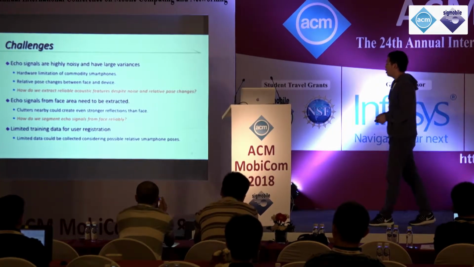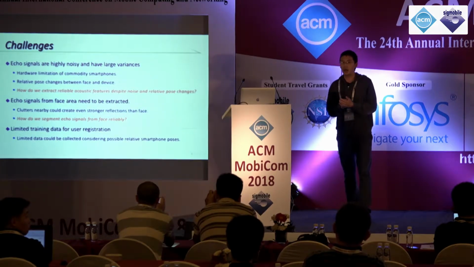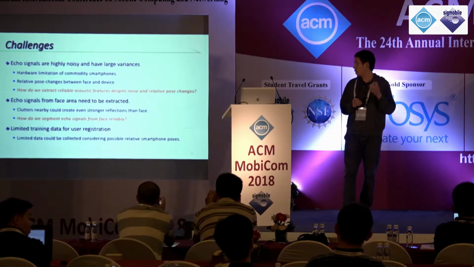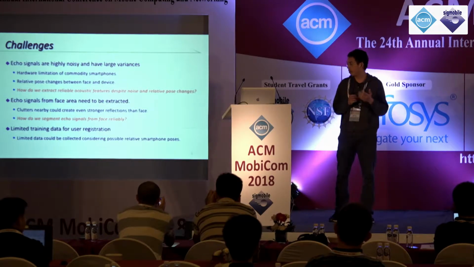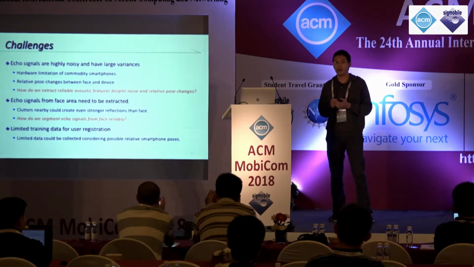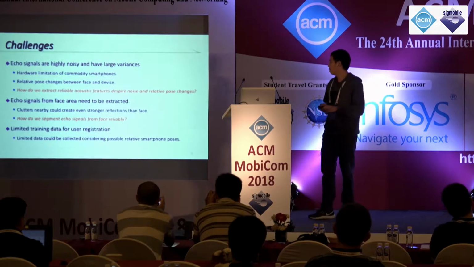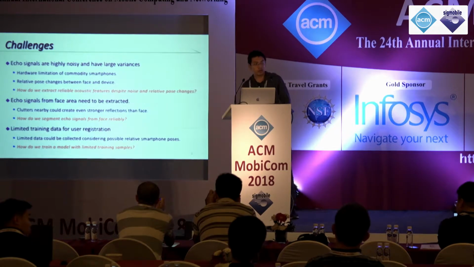And third, to train a model for a specific user, we need training data. However, if your hand movements have no constraint, or you move your phone randomly in front of your face, it's extremely hard to get enough data to train a reliable model. So how can we do that with limited training samples?